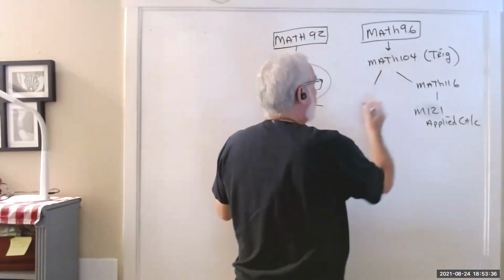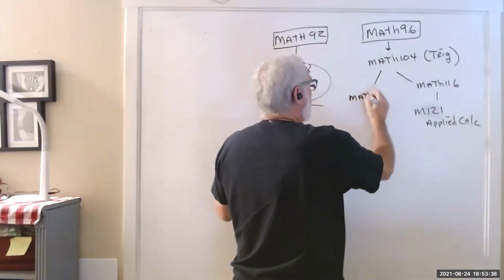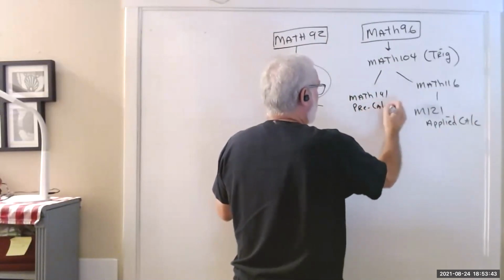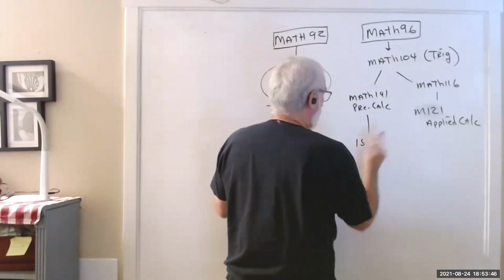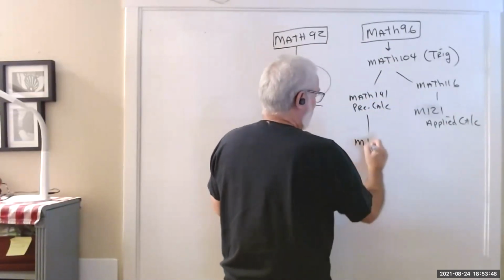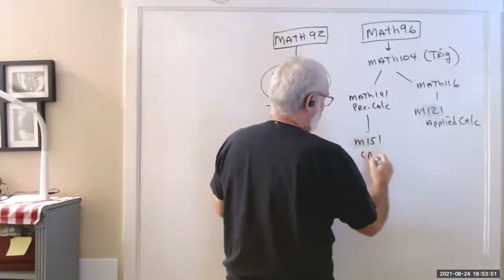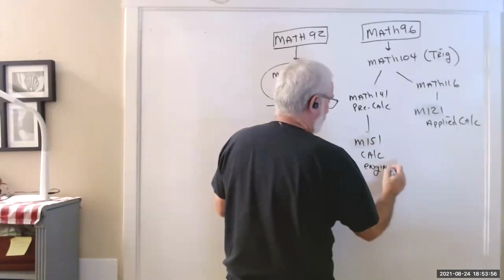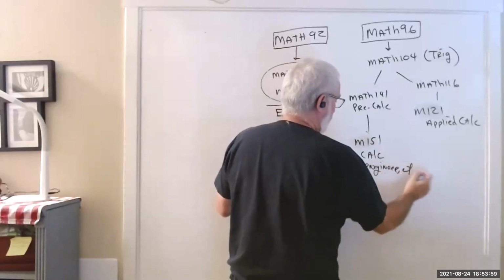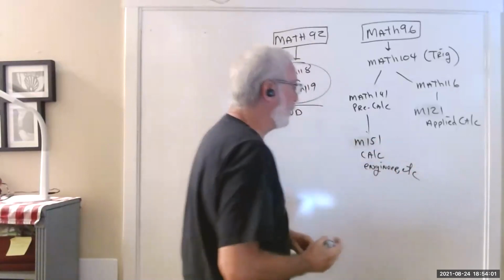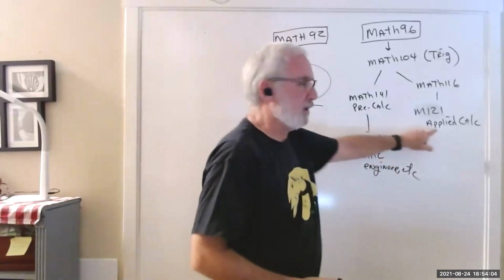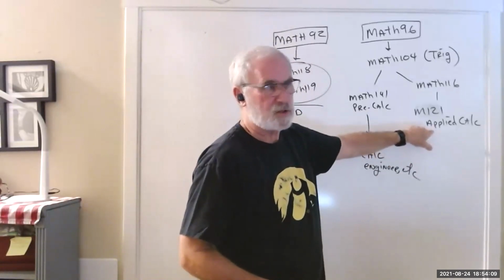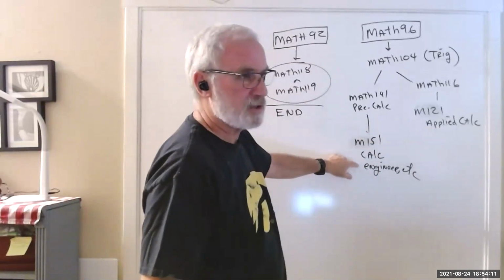Or Math 104, Math 141, which is pre-calc, and then Math 151, which is calculus. And this is calculus for engineers, etc. You know, the real nerd type calculus. This is applying calculus to business, calculus to other things other than math and science. This is applying calculus to math and science.